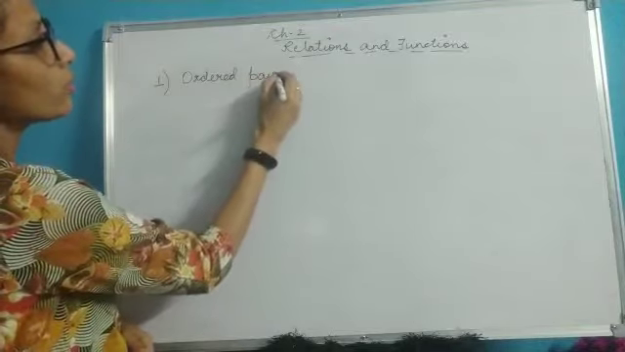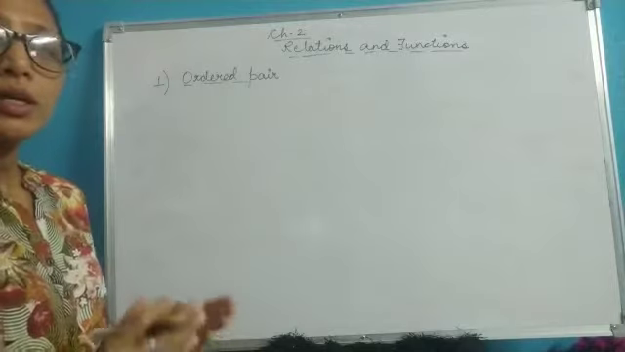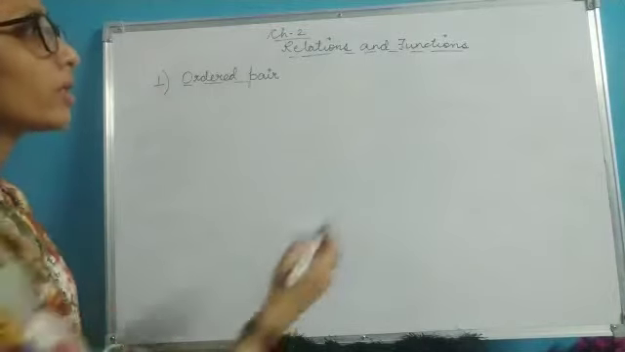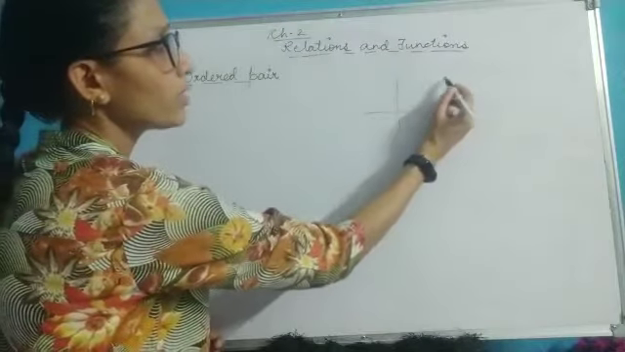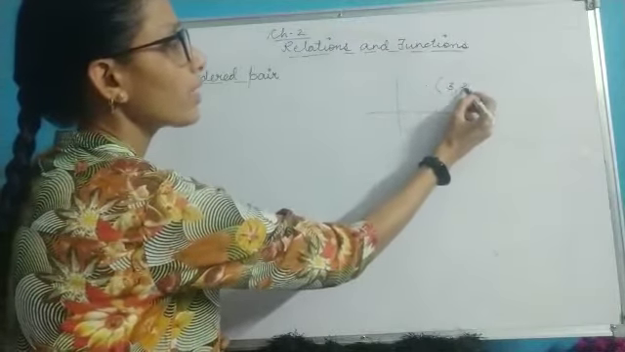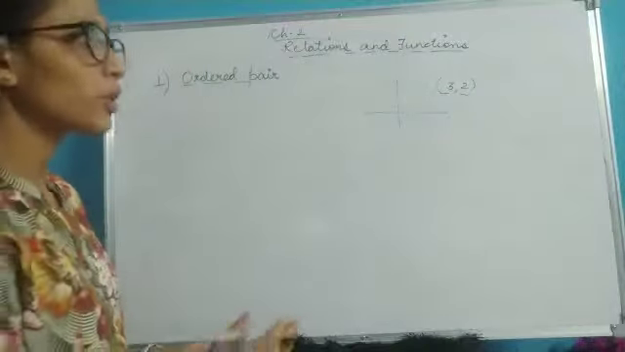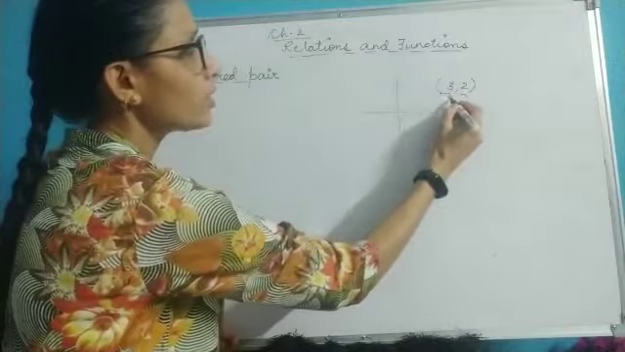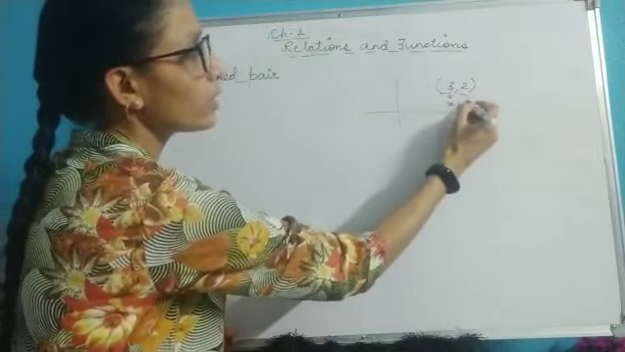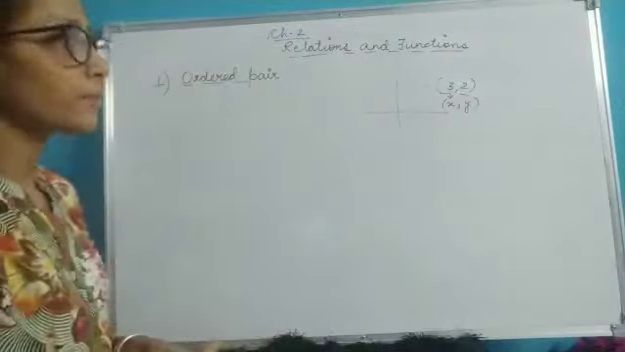Children, you have come across this word ordered pair in your Cartesian plane. Whenever you want to mark any coordinate, you mark it like this. So what is this? This is the internationally accepted ordered pair. That means this represents your x coordinate and this represents your y coordinate. So this is your ordered pair here.